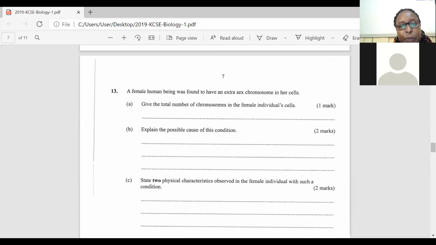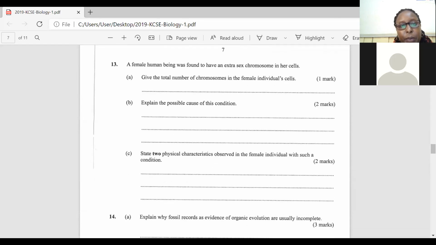Then we have the next question, question 13. We have question 13, a question on genetics. We also have a bit of reproduction.